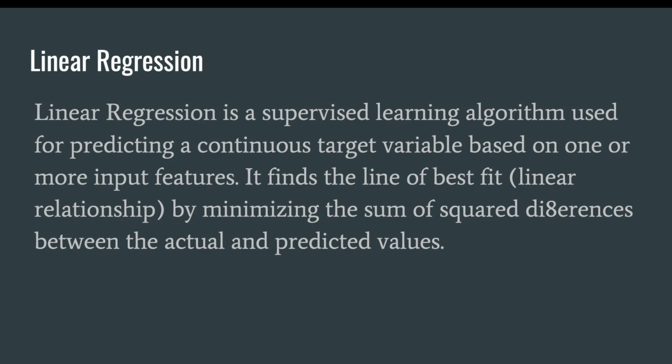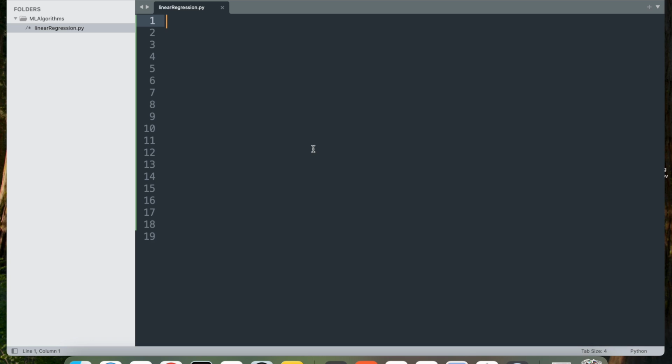Let's see how we can have a simple implementation using scikit-learn in Python. So I'm going to open my code editor. I've already created a file called linear_regression.py, and I'm going to go one step at a time. So let's start with importing necessary libraries.